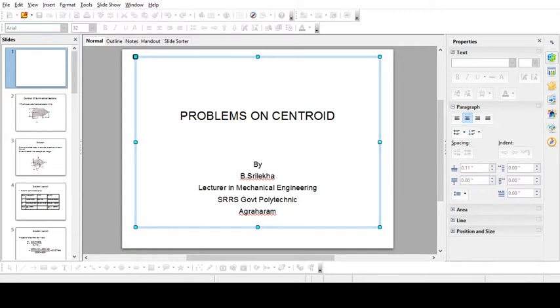Okay, so just substituting those values: 2000 into 25 plus 600 into 60, divided by 2000 plus 600. You'll get a value of 33.07 mm. So for the above given figure, the centroid is located at 33.07, comma 20.